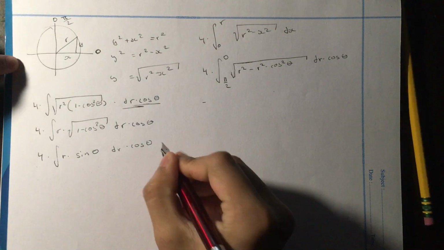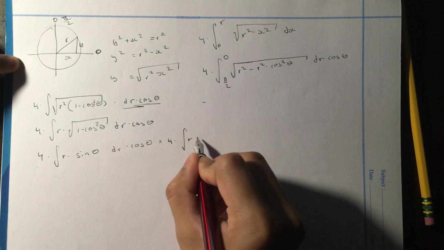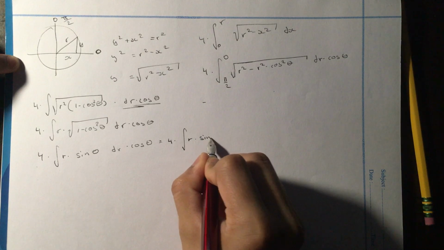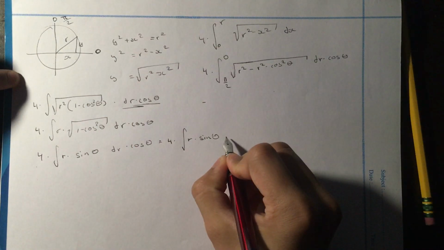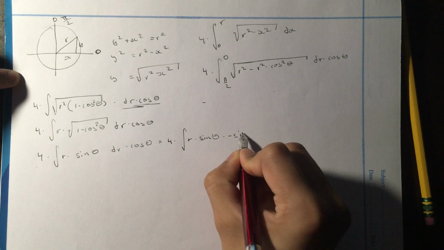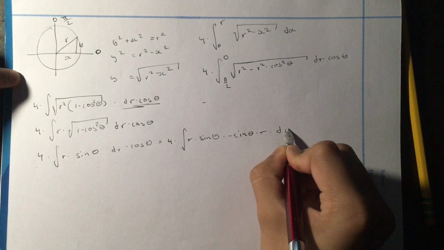So we can say this is equal to 4 times the integral of r times sine of theta, with respect to our new variable, multiplied by negative sine of theta, multiplied by r, and obviously with respect to theta now.